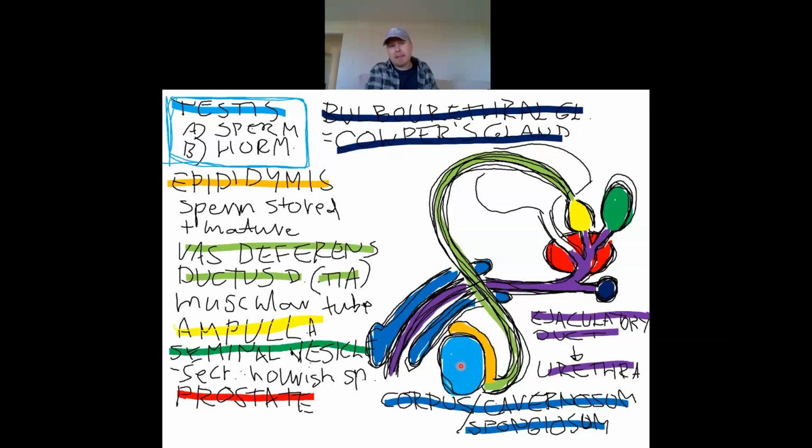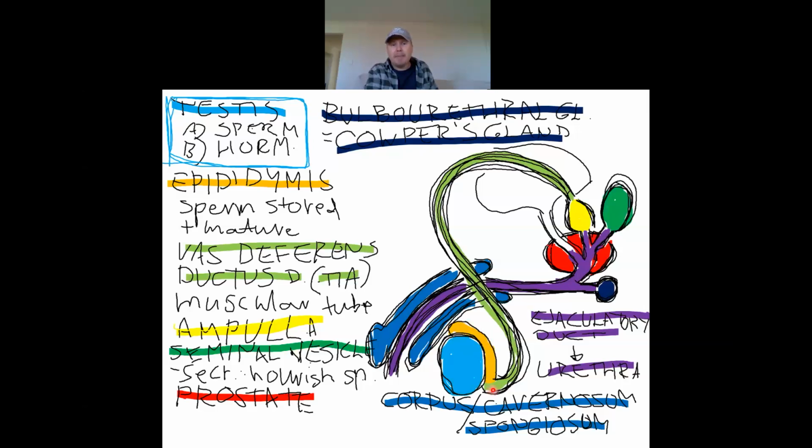Once the sperm has been produced, it travels to the epididymis, which is a coiled up thin tube on the surface of the testes, covering it partially. And sperm goes there not just to be stored, but also to mature until it is ready and until it is needed to leave the scrotum.